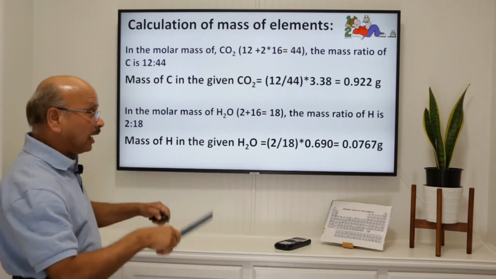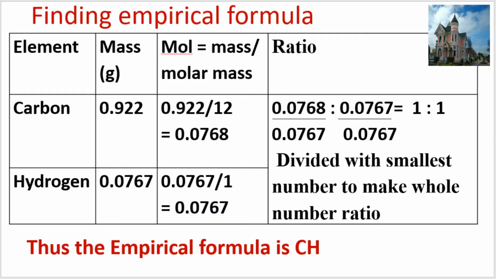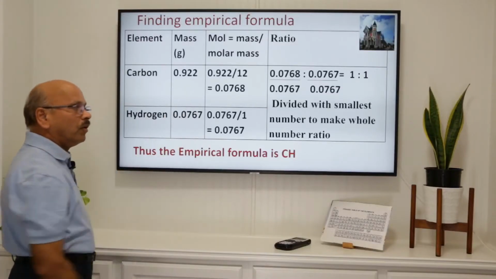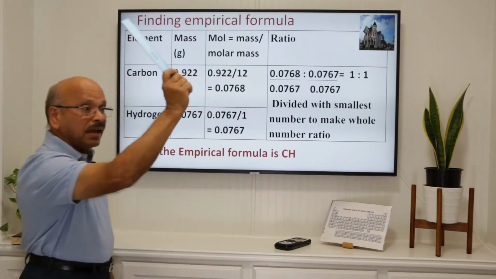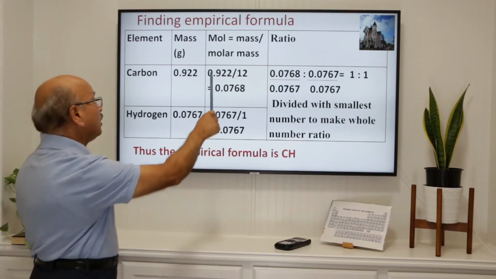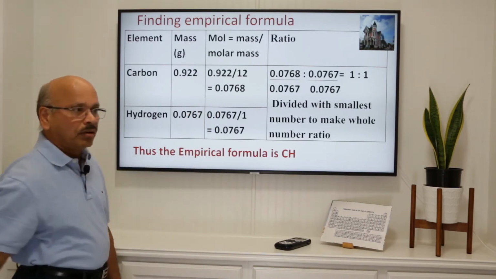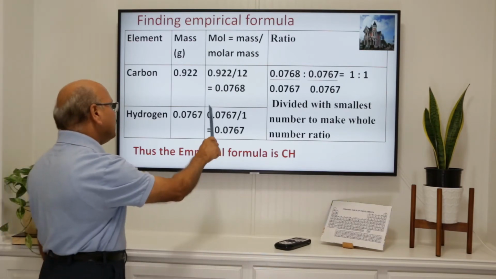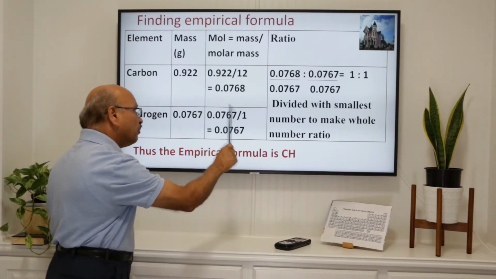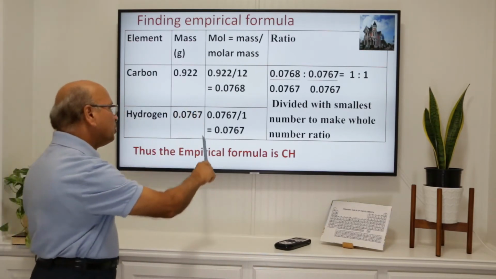So we use a tabular column for that. The tabular column goes like this. We have carbon and hydrogen. Masses, we already found out. For the masses divided by the molar mass of each element, 92.2 divided by 12 gives you 0.768. Then for hydrogen, 0.767 divided by 1, which is the molar mass of hydrogen, gives you the moles of hydrogen.